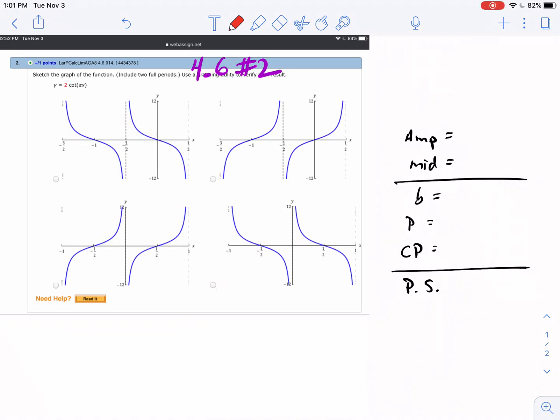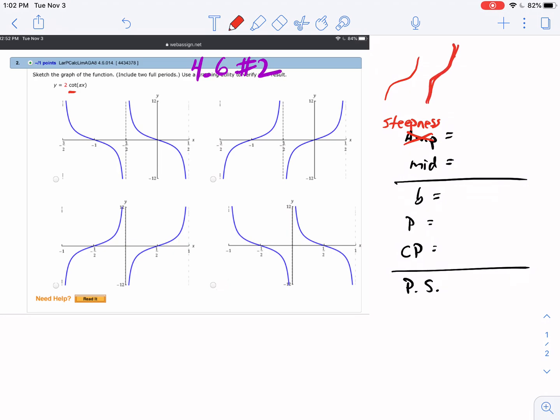4.6 number 2 is dealing with a cotangent graph. And so let's start out. When they say the amplitude, we don't really have amplitude for cotangent and tangent. It's more of what we talked about in the lecture. It kind of is the steepness. Remember, you could have just a nice smooth S, or maybe it would be really skinny.